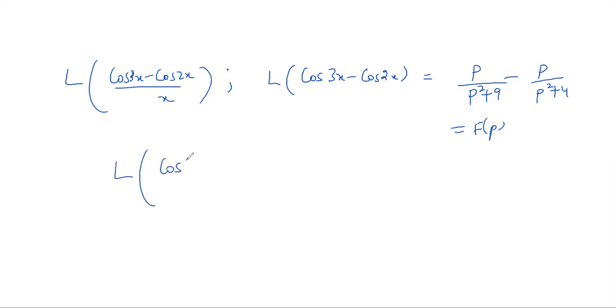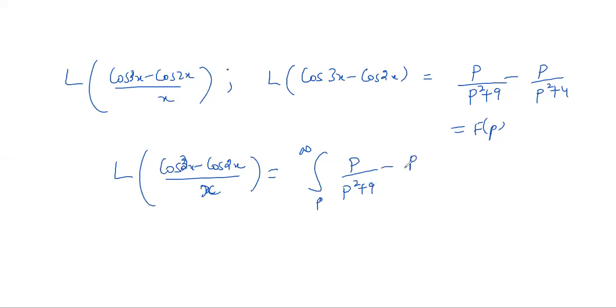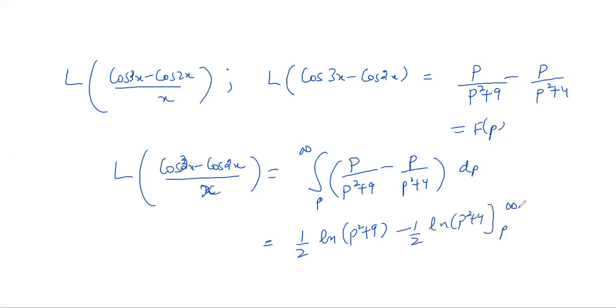Okay, and now I need to find the transform of (cos 3x minus cos 2x) by x. So division by x is equivalent to doing the integration from p to infinity of p over p square plus 9 minus p over p square plus 4, dp, obviously integrating with respect to p because there is no other variable. So it's easy now. It's 1 by 2 log of p square plus 9, because to solve this integral you multiply and divide by 2, so 2p will be there, and the same here, minus 1 by 2 log of p square plus 4. This is the limit.